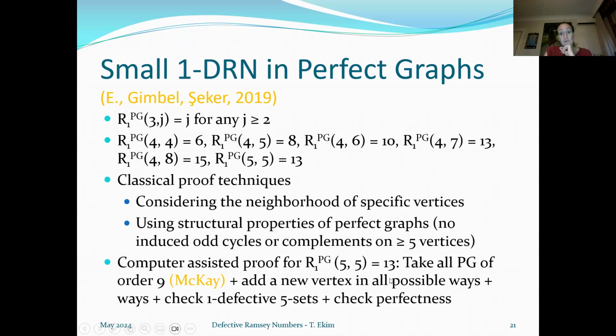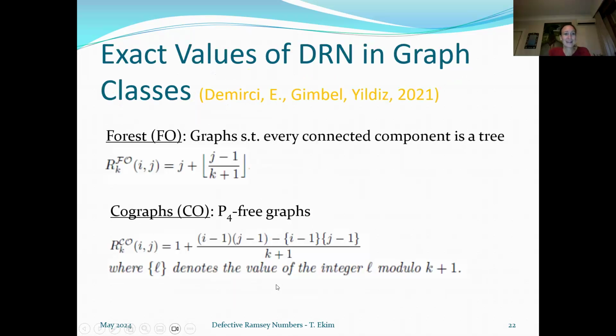And we went up to 30, which means that we could still find some perfect graphs on 12 vertices, which contain no one defective 5 set. But we also checked all graphs on 13 vertices. We checked them like this and didn't find any perfect graph which doesn't contain a one defective 5 set. Okay.